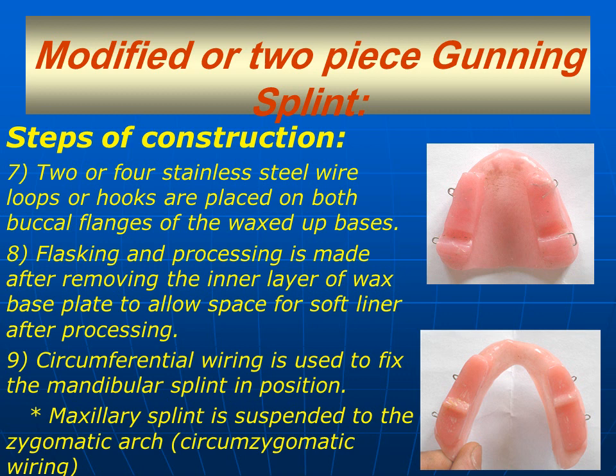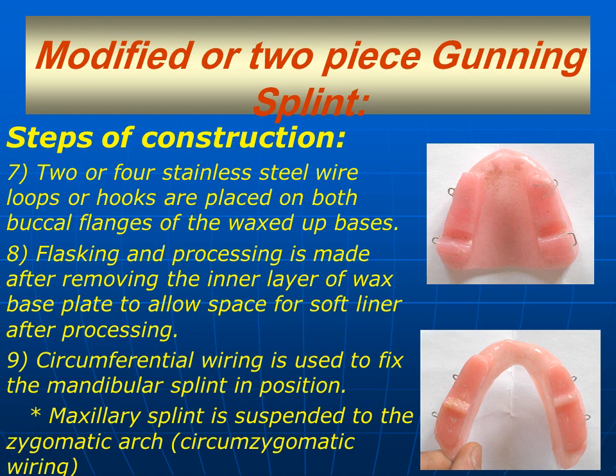Flasking and processing is made after removing the inner layer of the wax, as I said, to allow space for soft liner placement after processing, to be gentle for the tissues in order to allow the patient to withstand this stent in his mouth for 45 days.